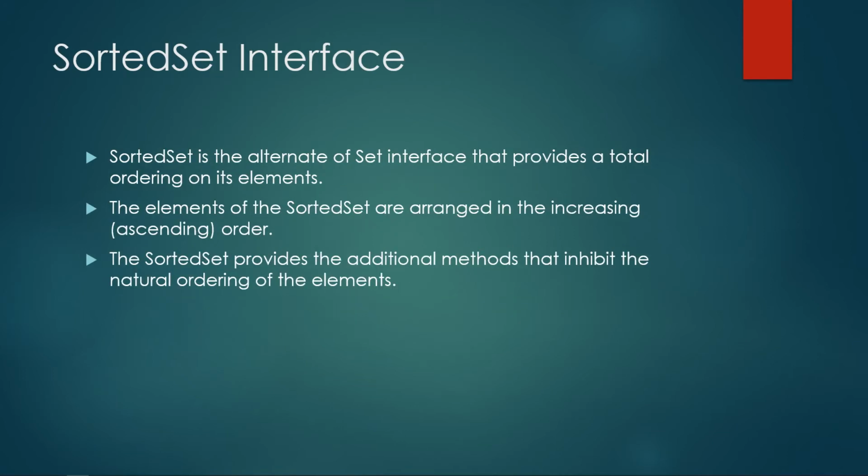Next, we come to the SortedSet interface. SortedSet is the alternate of the Set interface that provides a total ordering on all its elements. The elements of the SortedSet are arranged in increasing or ascending order. The SortedSet provides additional methods that inhibit the natural ordering of the elements.